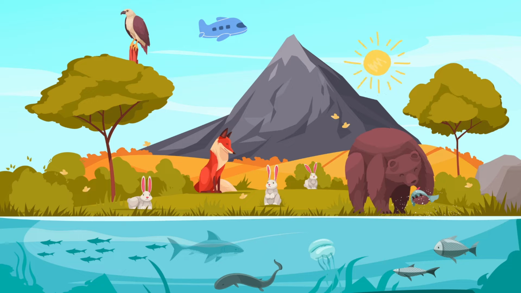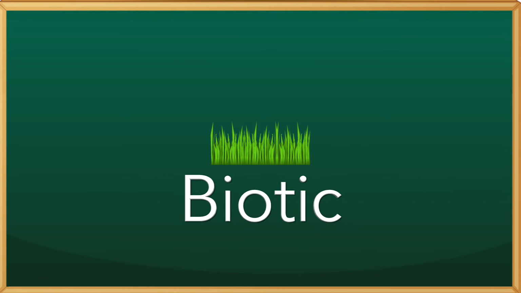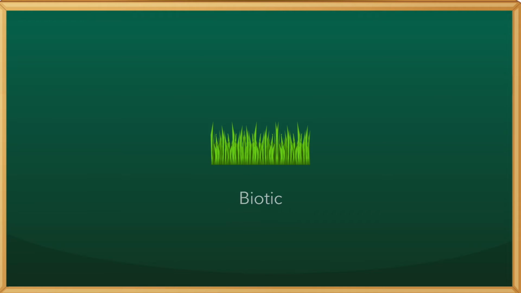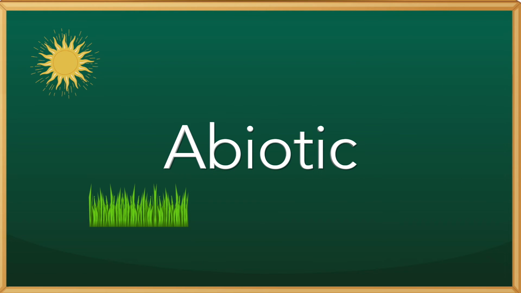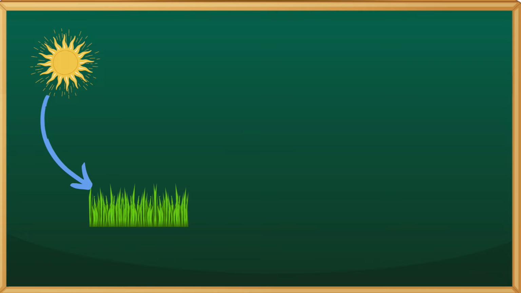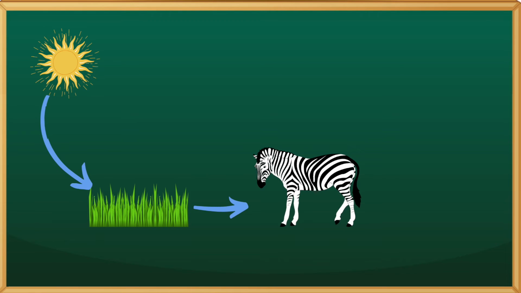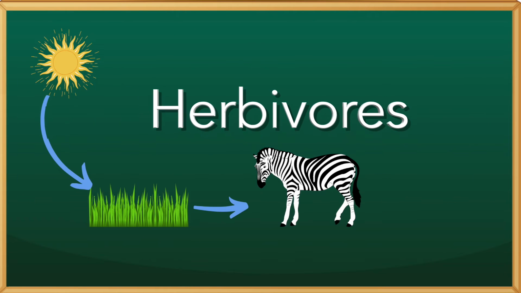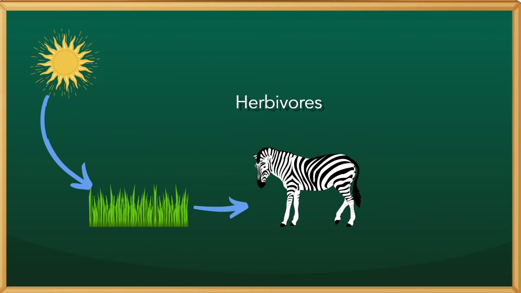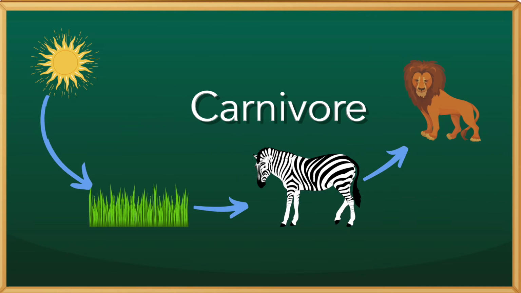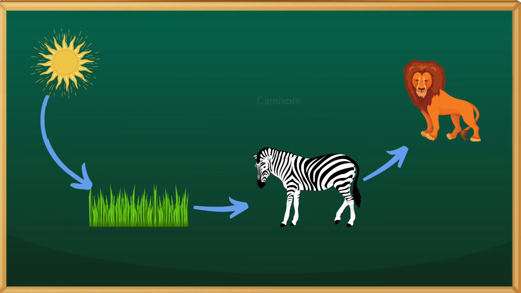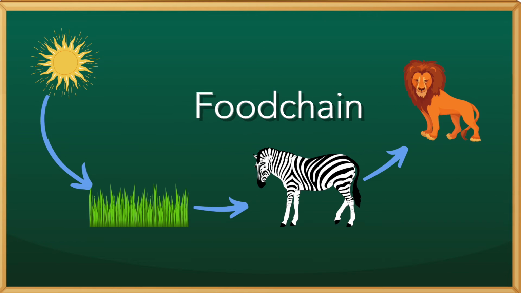Let us again use this ecosystem. We have biotic or living components like plants that use abiotic components like sunlight to make their own food. After a while, this plant becomes food for the animals who eat it. We call them herbivores. These herbivores can be eaten by carnivore animals like this lion or tiger, which only eat the flesh of other animals. This eating of one living organism by another organism is called a food chain.